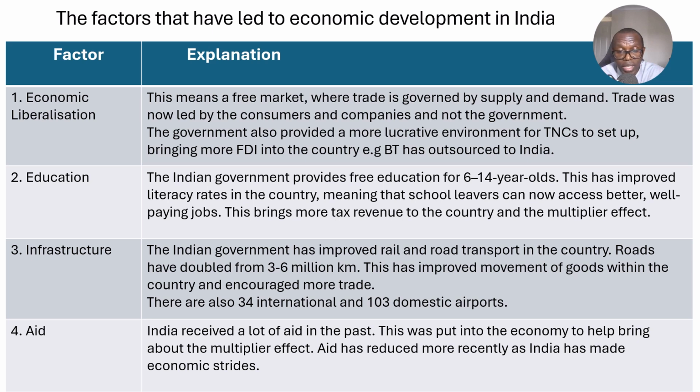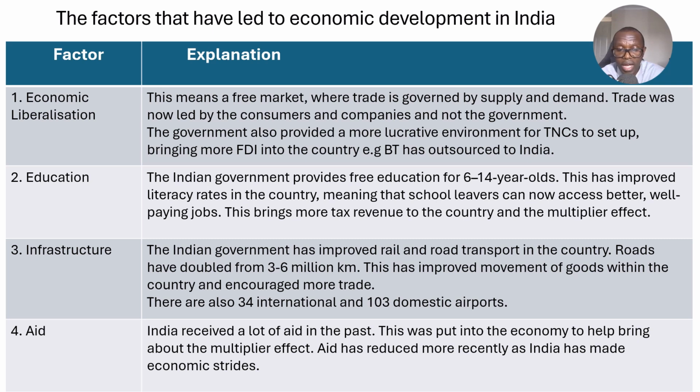The third factor that has led to economic development in India is infrastructure. So the Indian government has improved the rail and road transport in the country. They have really invested in their roads and their railway lines. And the roads have actually doubled from 3 to 6 million kilometers of road in the country. Now that improves the movement of goods and people within the country and encourages a lot more trade. Furthermore, there are 34 international airports in India and 103 domestic airports. Again, this is a factor that will facilitate trade and therefore lead to more economic development.